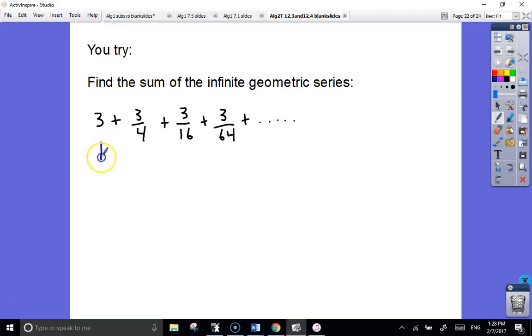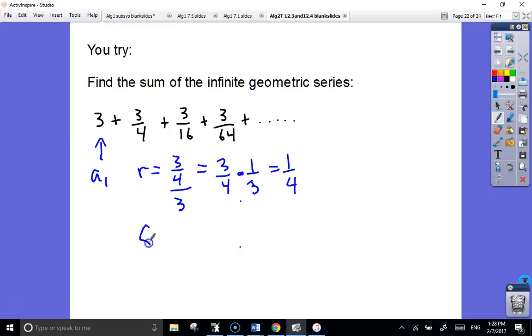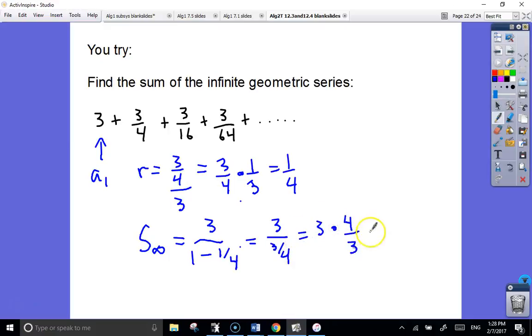So in this case, the A1 is easy to find. And then the R should be 3/4 divided by 3, right? Which is like 3/4 times 1/3, which is 1/4. So the infinite sum should be the first term divided by 1 minus R, which is 3 divided by 3/4, which is 3 times 4/3, which is 4. That's it.